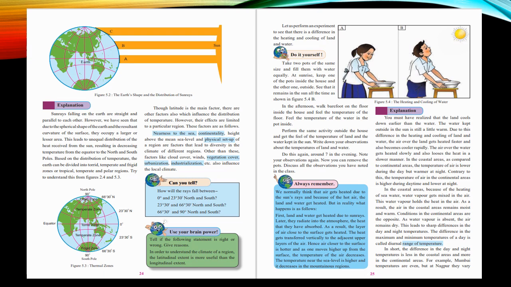Other than this, factors like cloud cover, winds, vegetation cover, urbanization, industrialization, etc. also influence the local climate. Various places have various types of industries, and all these factors affect the climate of the local area. All these things influence the climate.